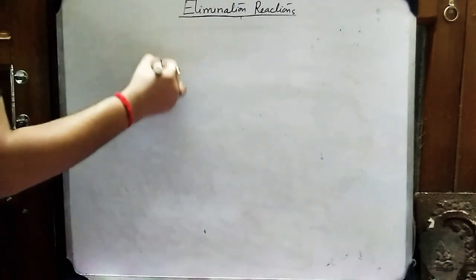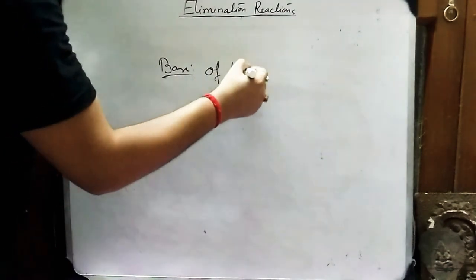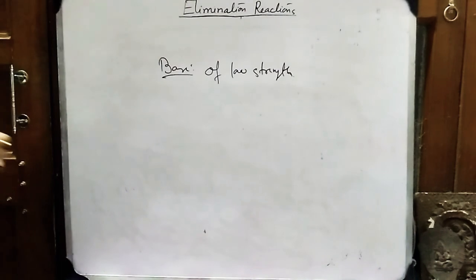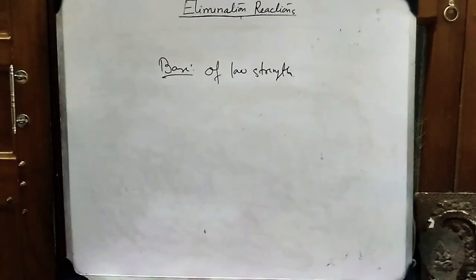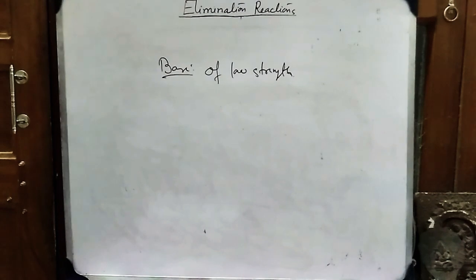We will use a base of low strength. Thus, this low strength of the base will favor the elimination reaction, that is the E1 reaction. With that said, up to this, it is overall the E1 process. Hope the total concept about the process is clear. Okay, goodbye.